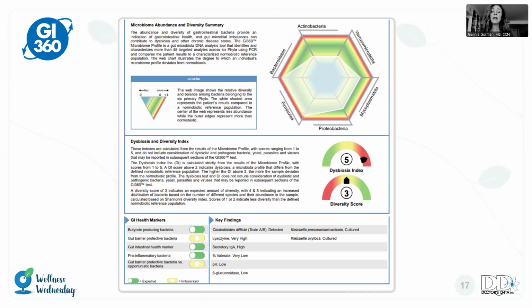So we are comparing the findings from the microbiome that we found for this patient using their stool against a normal biotic population, and we score them. So we'll talk about that in a minute.